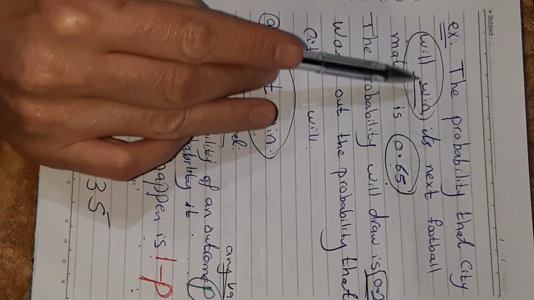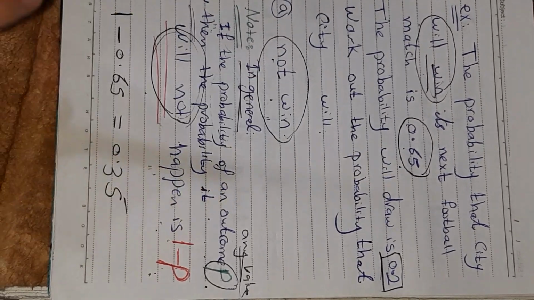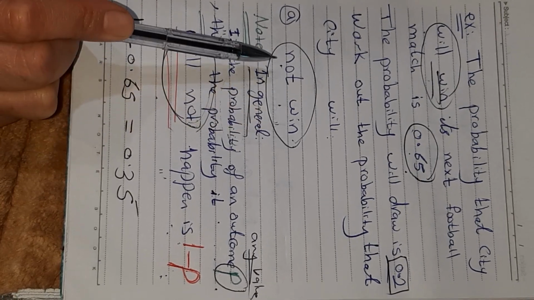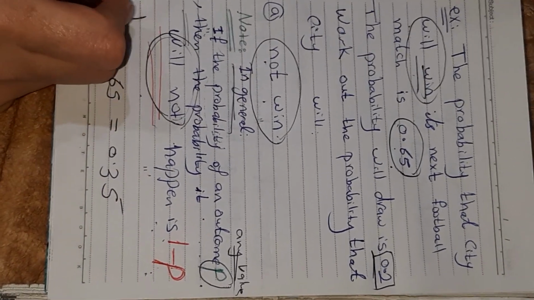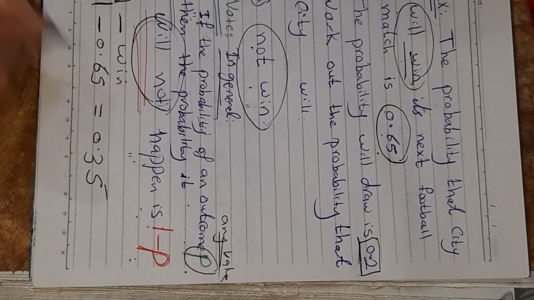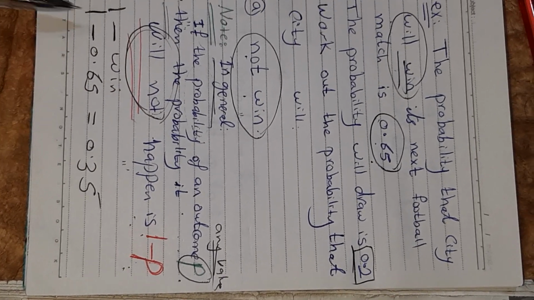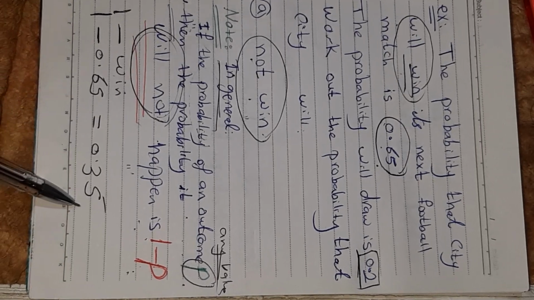Again, will win 0.65 and I want not to win. Not to win means 1 minus 0.65. 1 minus 0.65 equals 0.35.